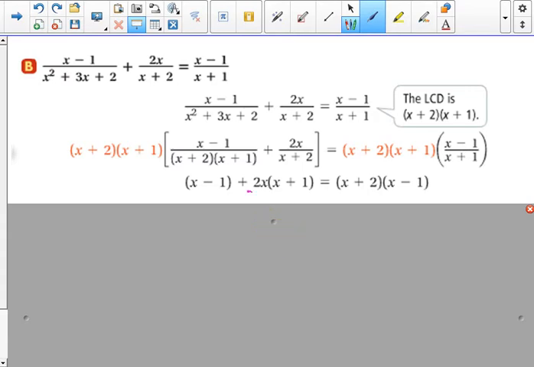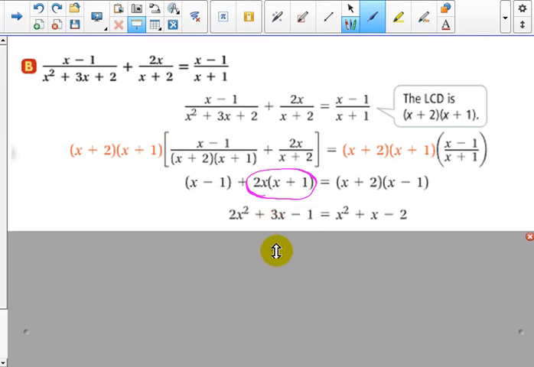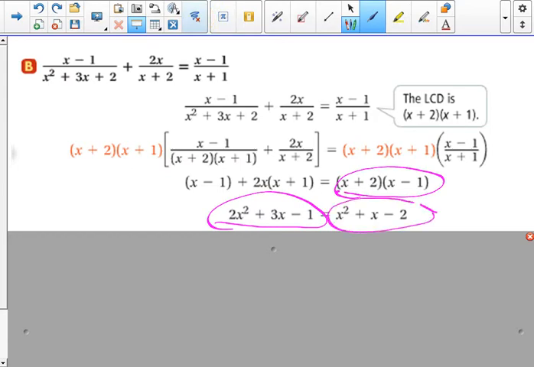So I see one distribution that we have to deal with. 2x times x is 2x squared, and 2x times 1 is 2x. So do that. This is going to be 2x squared plus 2x. Right? Now combine your like terms. You're going to have 2x squared there, and then plus 2x. Well, 2x plus x is going to be a 3x minus 1. Okay, so that's your right side. And over here, just FOIL this out, and you get x squared plus x minus 2.